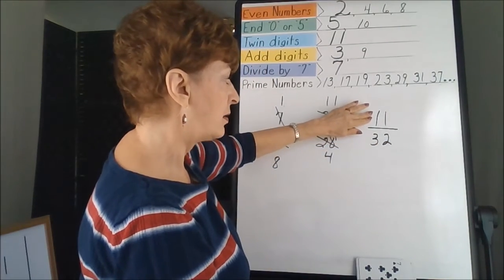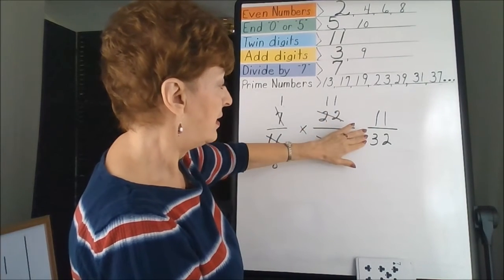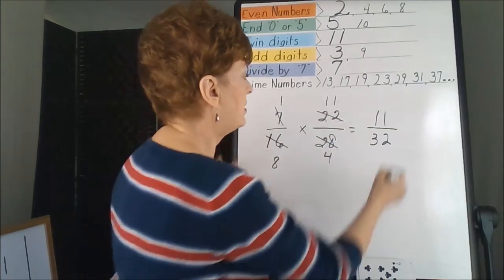The only thing that'll divide into an 11 is an 11. It's a prime number. And 11 won't evenly go into 32. So this is in lowest terms.